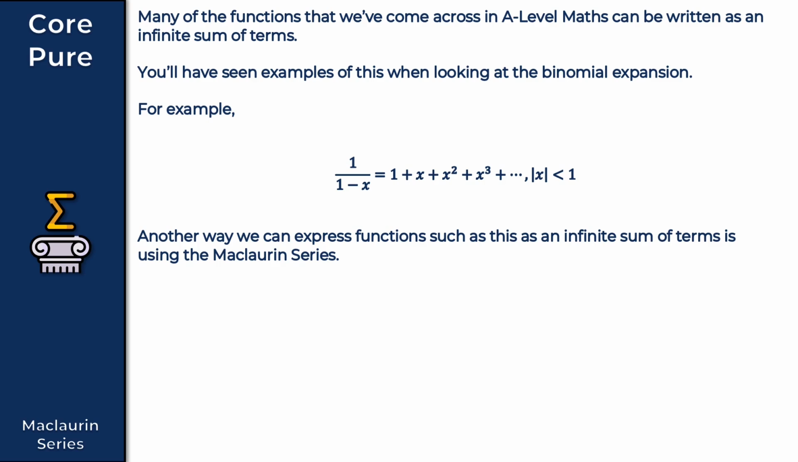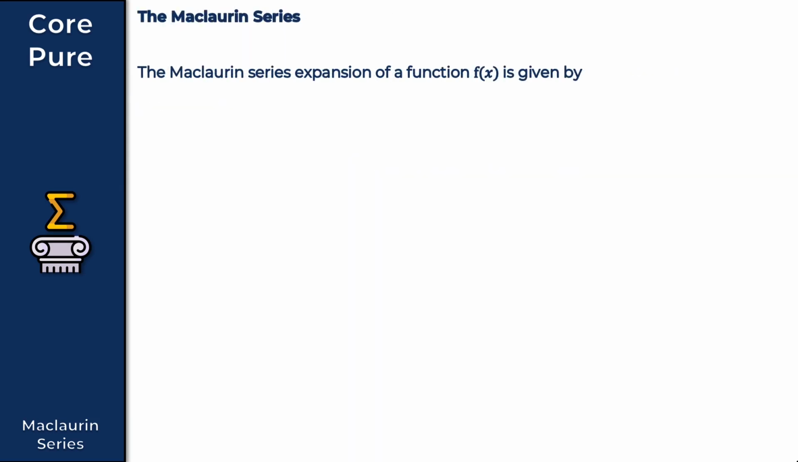Now, another way that we can express functions such as this as an infinite sum of terms is by using what's known as the Maclaurin series. So let's have a look at the Maclaurin series in more detail. The Maclaurin series expansion of a function f of x is given by the following. So f of x is equal to f of 0 plus f prime of 0 times x plus f double prime of 0 over 2 factorial times x squared plus so on and so on. You can easily see how this result generalizes.